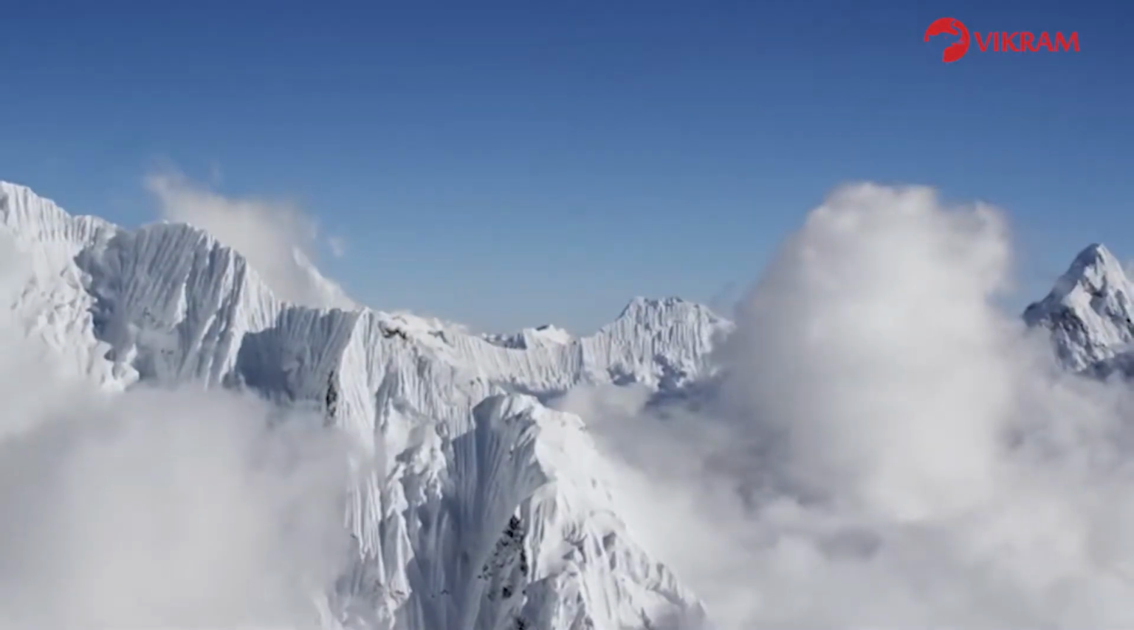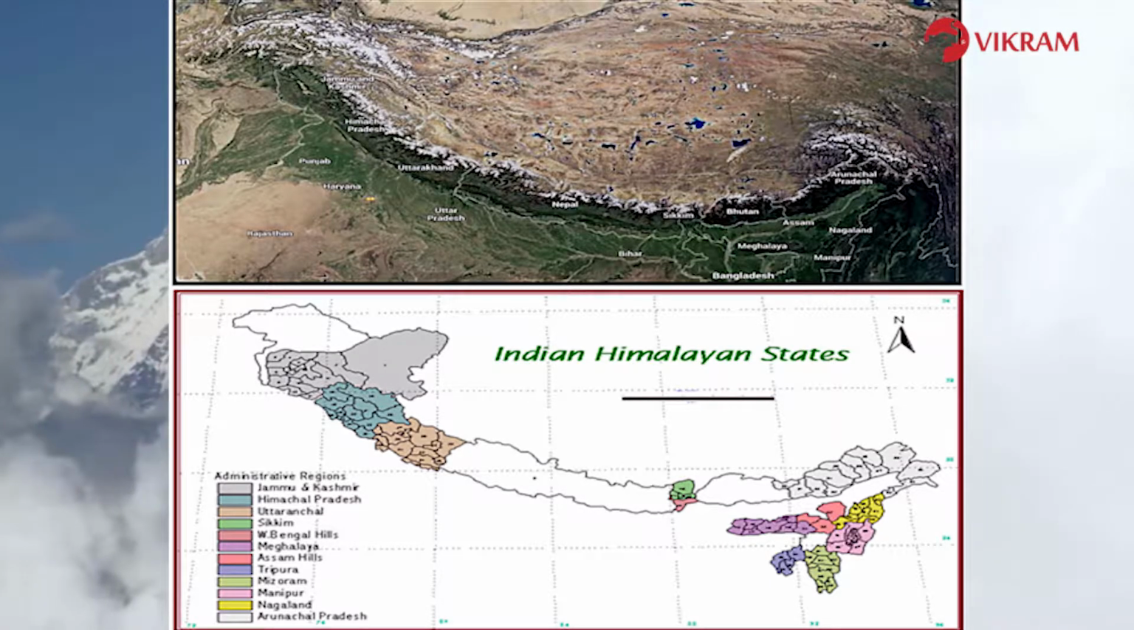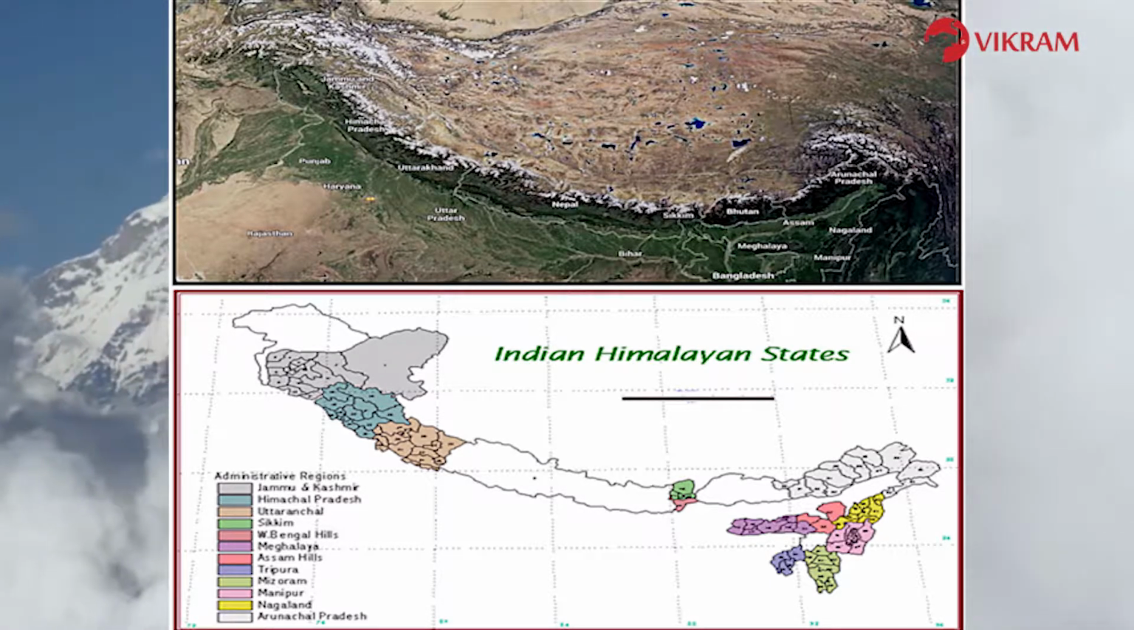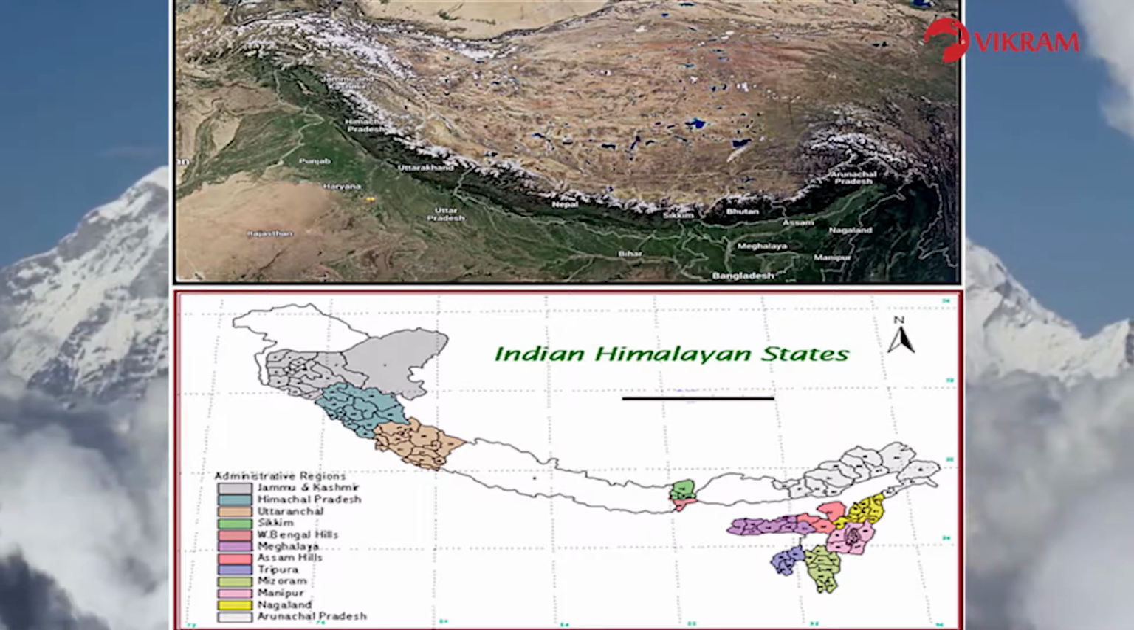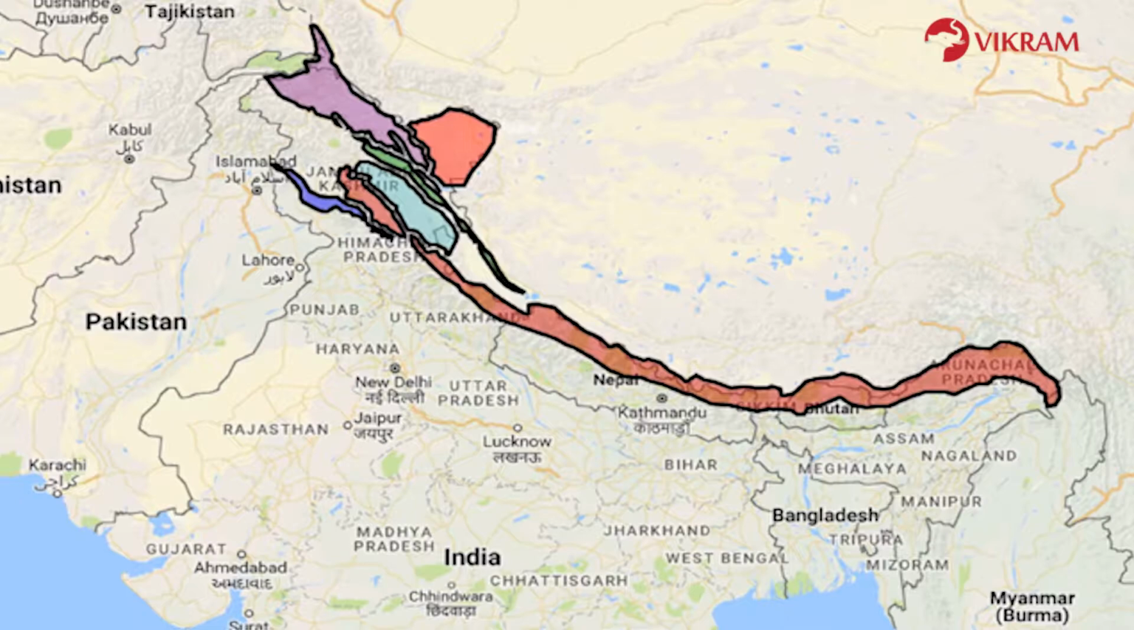The extent. The Himalayan region forms India's northern frontier from Jammu and Kashmir in the west to Arunachal Pradesh in the east. Jammu and Kashmir, Himachal Pradesh, northern parts of Uttar Pradesh, Uttaranchal, Sikkim, Assam, and Arunachal Pradesh come under the Himalayan region.